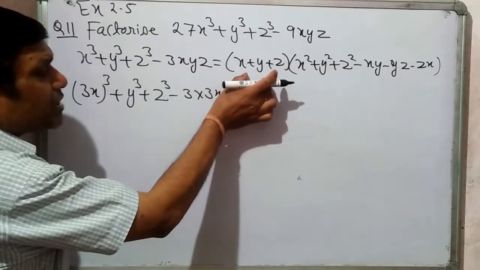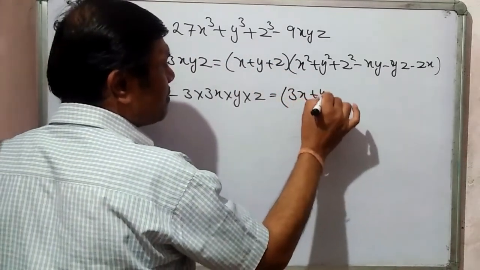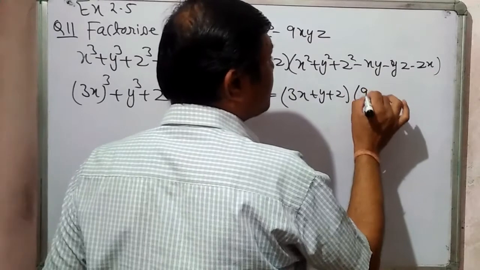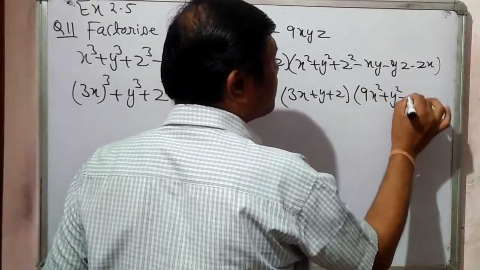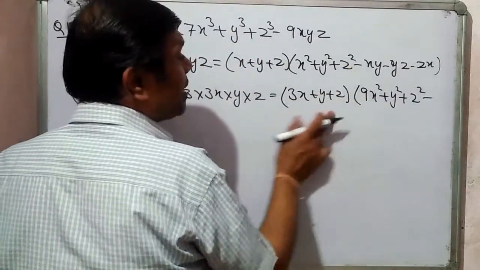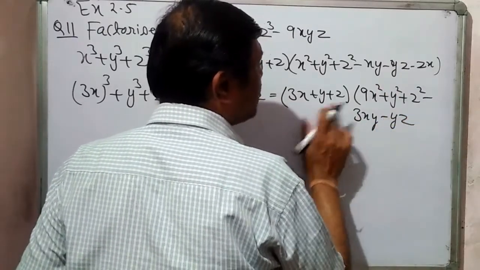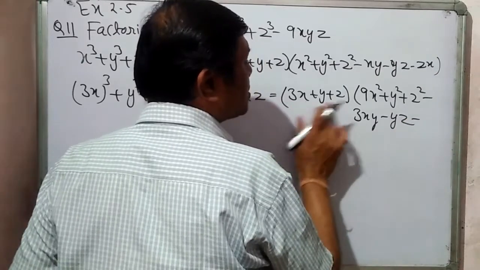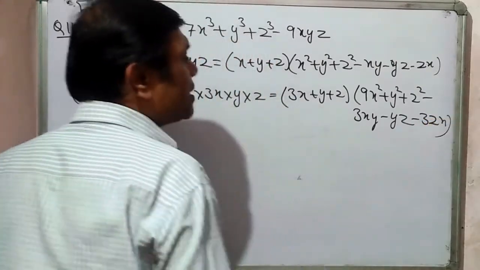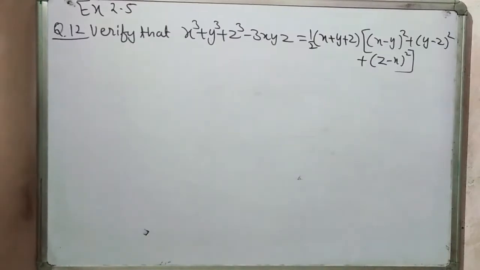We'll put the values of x, y and z in the right hand side. Instead of x we have 3x, y and z are as such. Instead of x square, 3x square, that is 9x square, plus y square plus z square minus xy means 3x into y, 3xy, yz means y multiplied by z, and zx means minus 3zx. So this gives us the factorization answer for this question number 11.